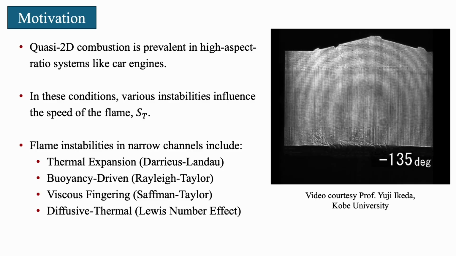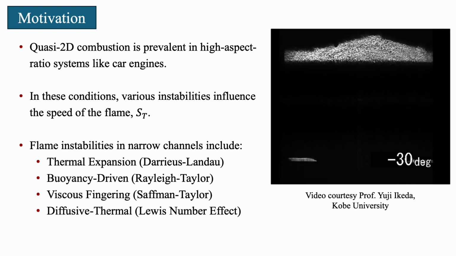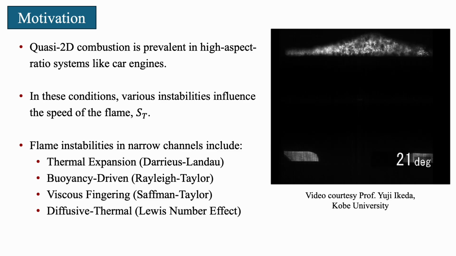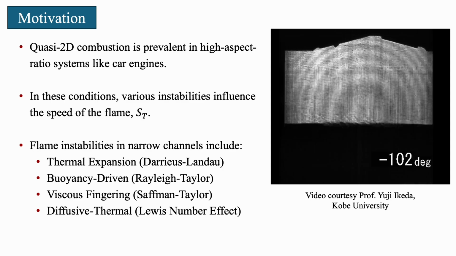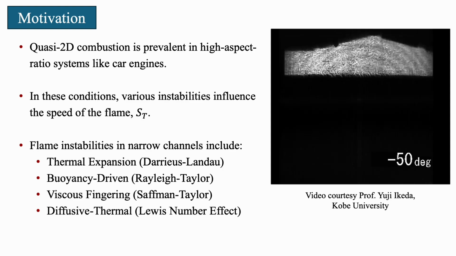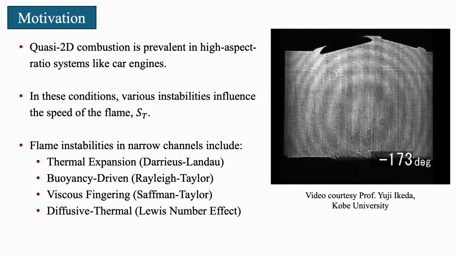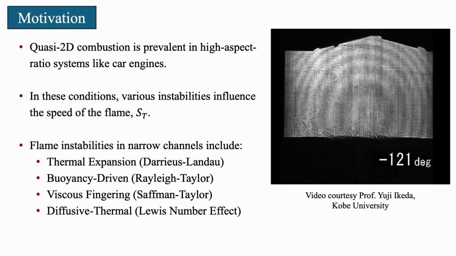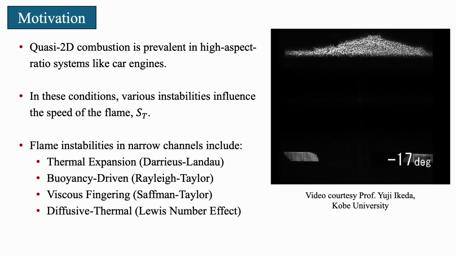Let's start with some motivation. Why are we studying quasi-2D combustion? Quasi-2D combustion is prevalent in high aspect ratio systems like car engines. Under these conditions, various instabilities influence the most important factor of any flame, its speed. The flame instabilities in a narrow channel include the thermal expansion instability, buoyancy-driven instability, viscous effects, and diffusive thermal instability.